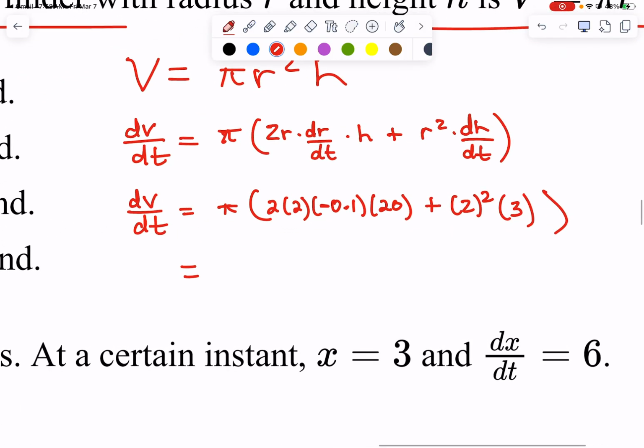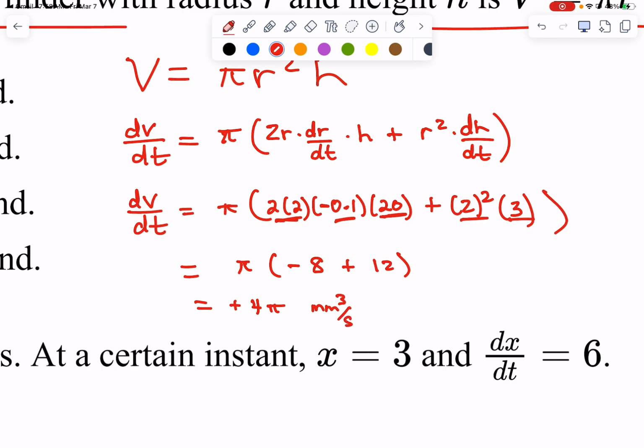So this would be 4 times 20, which is 80. Oh, yeah, 80. What am I smoking? Times negative 0.1, which will make it negative 8, because that just moves the decimal over. Plus 4 times 3 is 12. And then negative 8 plus 12 is 4, so it'd be 4 pi. And it's positive, so it's increasing. It's 4 pi cubic millimeters per second because it's volume.